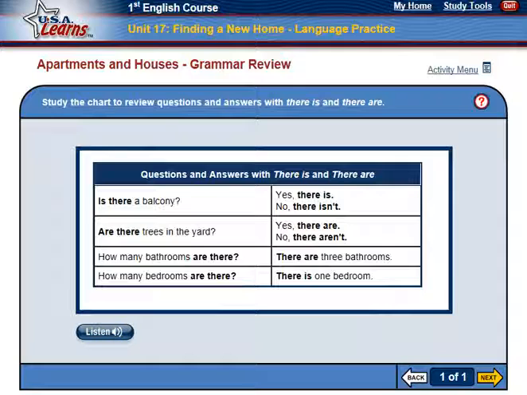Questions and answers with there is and there are. Is there a balcony? Yes, there is. No, there isn't. Are there trees in the yard? Yes, there are. No, there aren't. How many bathrooms are there? There are 3 bathrooms. How many bedrooms are there? There is 1 bedroom.